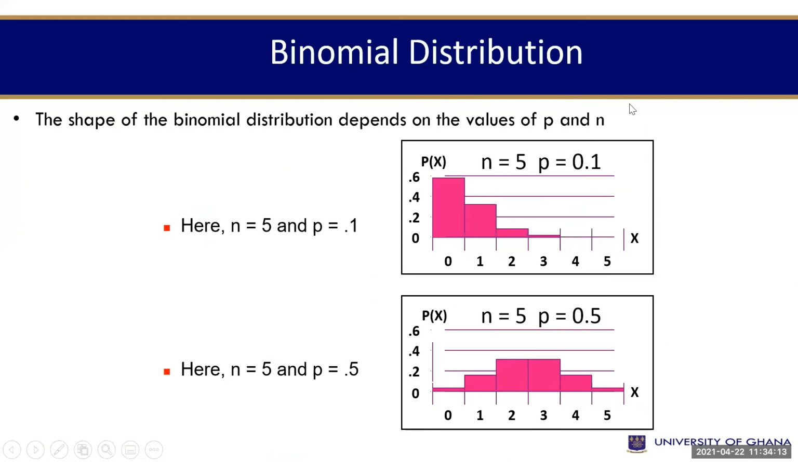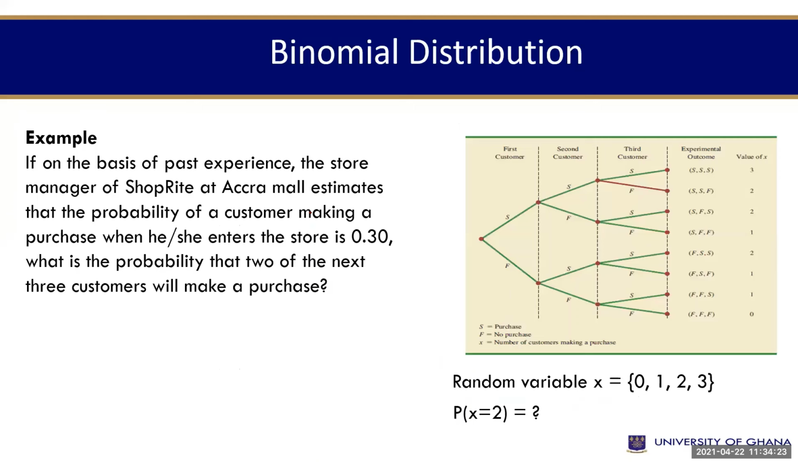So, as I said, we can also represent this in the form of a graph. It can also come in this form when you have N is 5, D is 0.1. Then, remember I said we can also use the diagram. Okay, so this is a tree diagram.